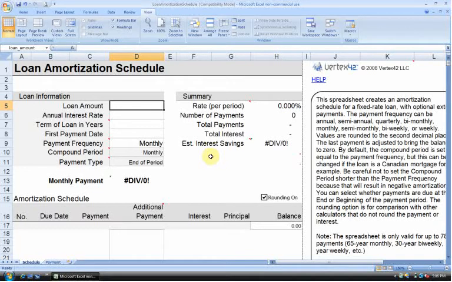In this video, I'm going to show you how to use a loan amortization schedule to determine your payments over the lifetime of a fixed-rate loan.